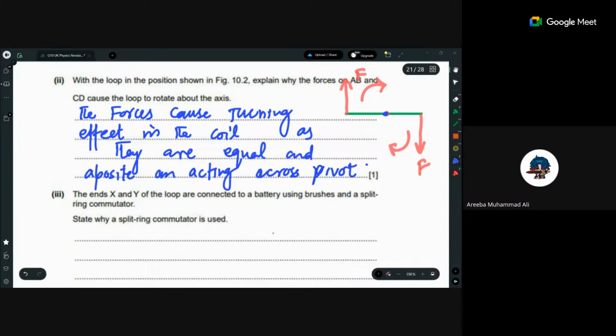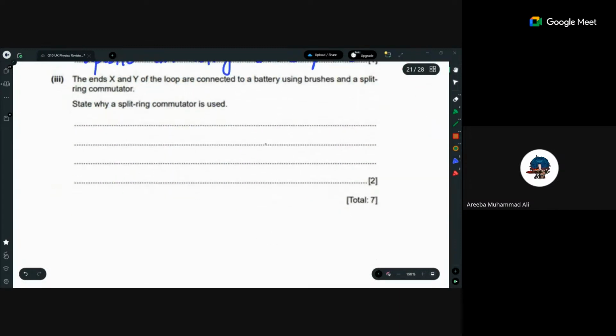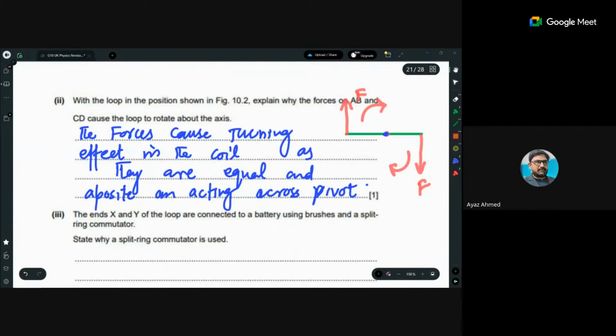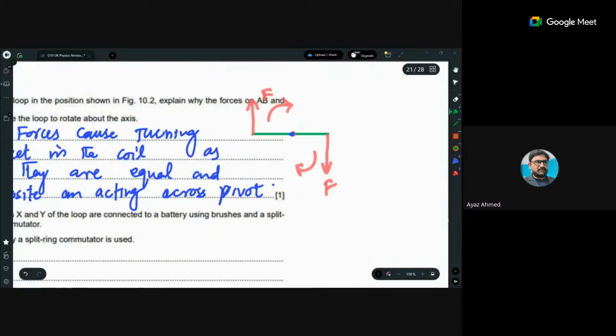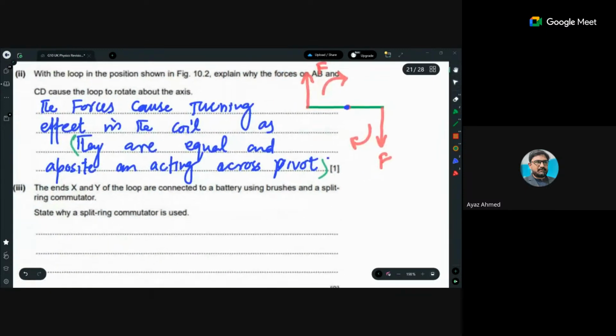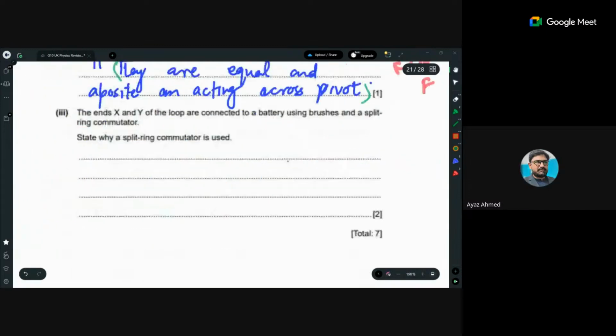Yes, sir. One thing: since it's only one mark, wouldn't we write one sentence only? No need to write all this, from this point to this point. Okay. When you write that it will cause a turning effect, that's why the coil rotates. That is perfect. Okay, I've got it.